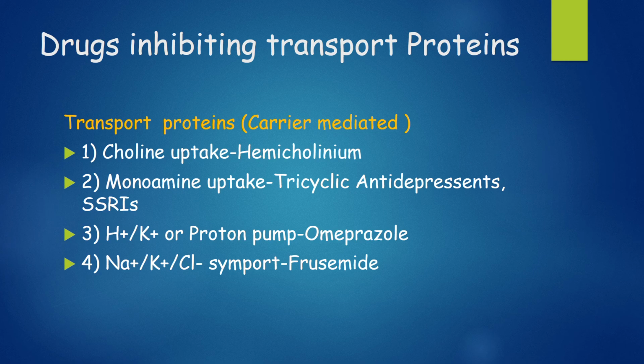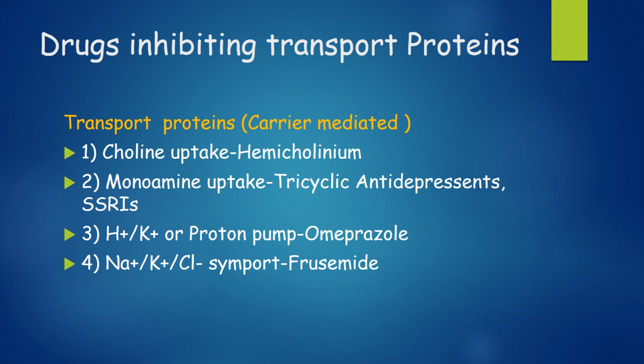The choline uptake is a specific transporter which takes up choline at the neuronal junctions, and it can be inhibited by hemicholinium. It is a drug. Then monoamine uptake is inhibited by tricyclic antidepressants or SSRIs. These are adrenergic uptake systems. In the adrenergic system we can see this monoamine uptake.